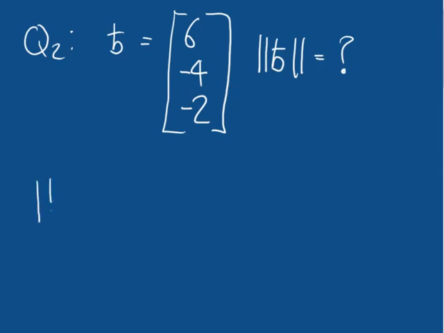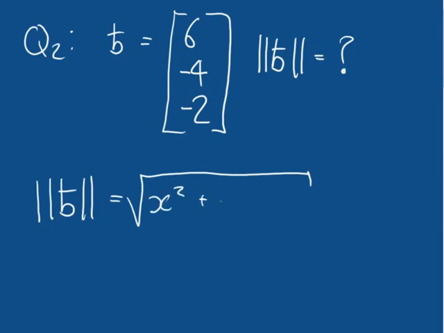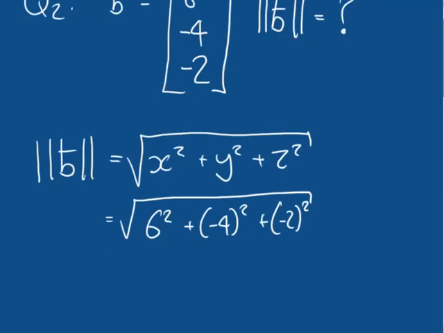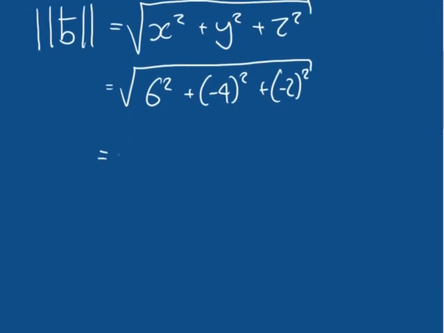So we're finding the magnitude of a 3D vector. We know in order to do that, we're going to use our equation that says the magnitude of a 3D vector is equal to the square root of x squared plus y squared plus z squared. That means it's equal to the square root of 6 squared plus minus 4 squared plus minus 2 squared, which is equal to the square root of 6 squared.